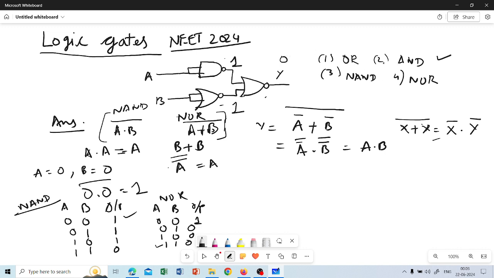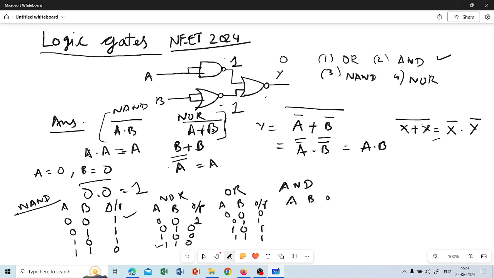As you know, I'll write the truth table of OR gate and AND gate as well to be more clear. A, B, output: 0 0 0, and for all other combinations you get 1. And similarly, for AND it is going to be only for 1 1 it will be 1, else it is 0. So 0 0 0, 0 1 0, 1 0 0, 1 1 it is 1.